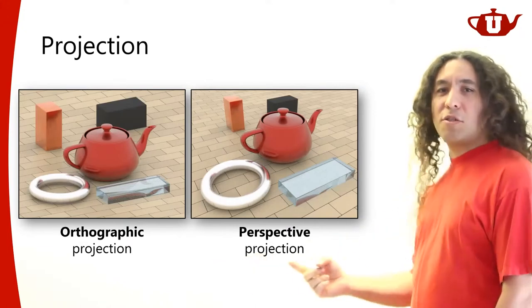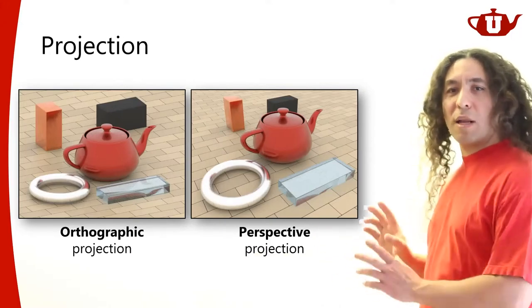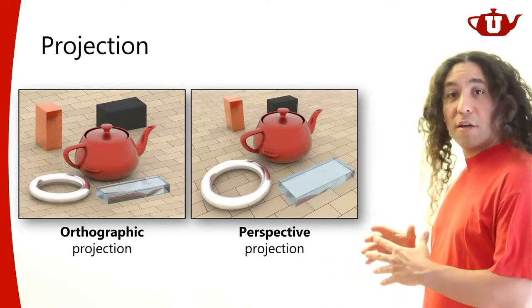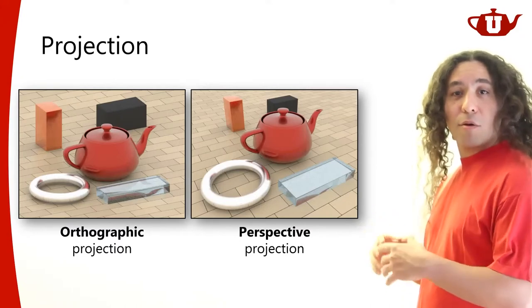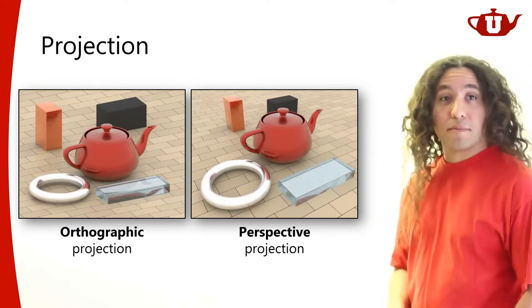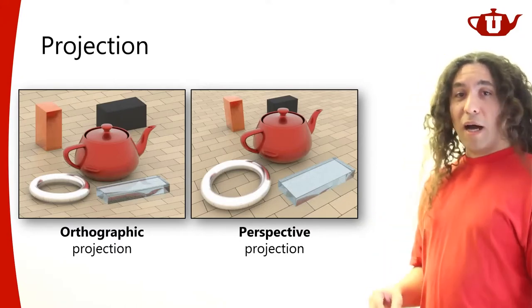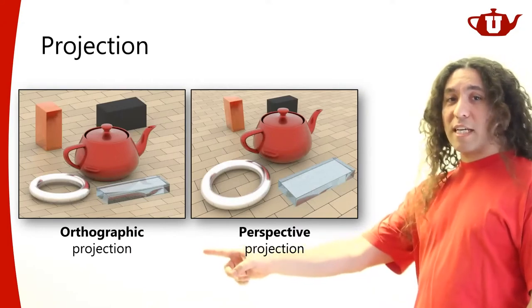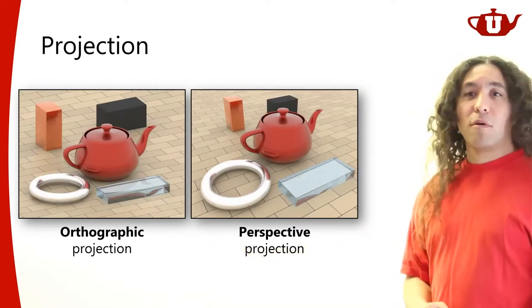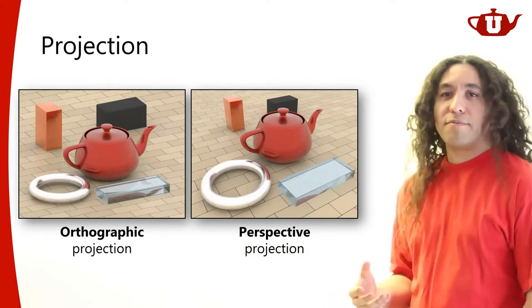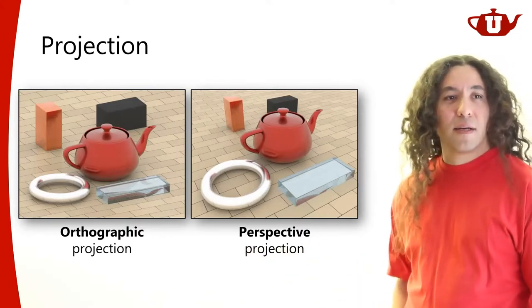If you compare these two, you'll see that there's quite a bit of perspective distortion here that makes things look a lot more natural, right? So orthographic projection is very, very useful for all sorts of design related stuff.